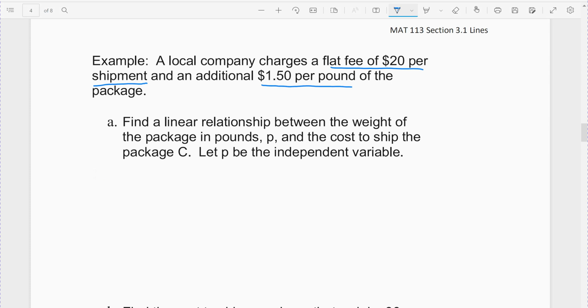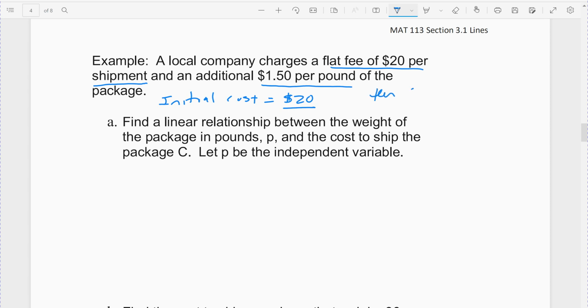And so the $20 is the initial value. That's the fixed cost, right? The initial cost is $20. Whether the package weighs 5 pounds or 50 pounds, you have to add $20 to it.